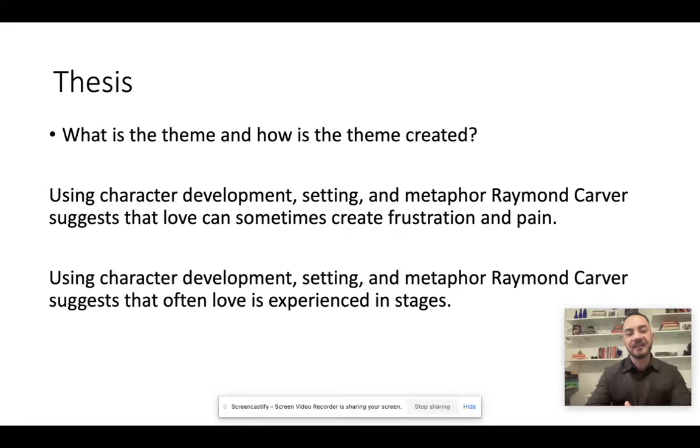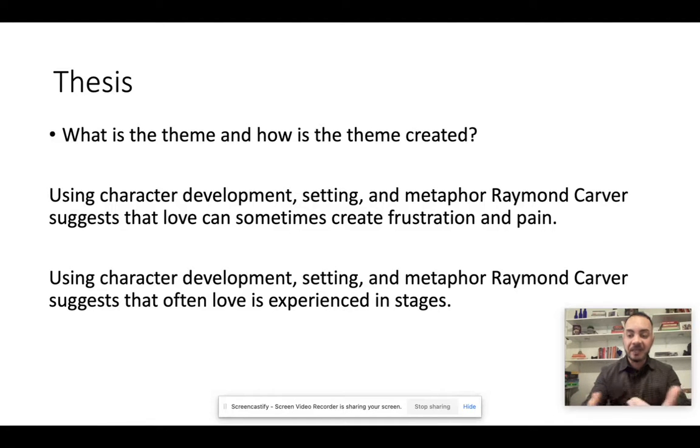Raymond Carver suggests that love can sometimes create frustration and pain. Notice here we've listed the three narrative elements that are going to be discussed in the essay. Character development will be one, setting will be another, metaphor will be a third. And the theme that we're going to make an argument about the text expressing is that love can sometimes create frustration and pain.